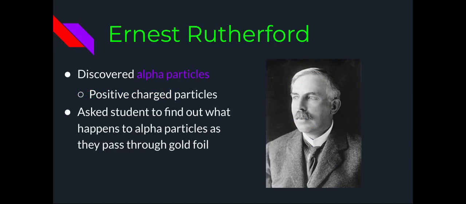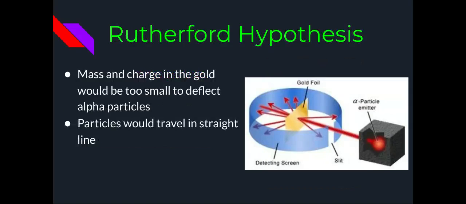Ernest Rutherford is the next scientist I want to talk about. He discovered alpha particles, which are positively charged particles. He had two students working underneath him that he had do experiments for him. He asked them to find out what happens to alpha particles as they pass through a gold foil. They performed what's called the gold foil experiment. They took some gold and hammered it out, much like aluminum foil, and they shot the alpha particles through the gold foil.